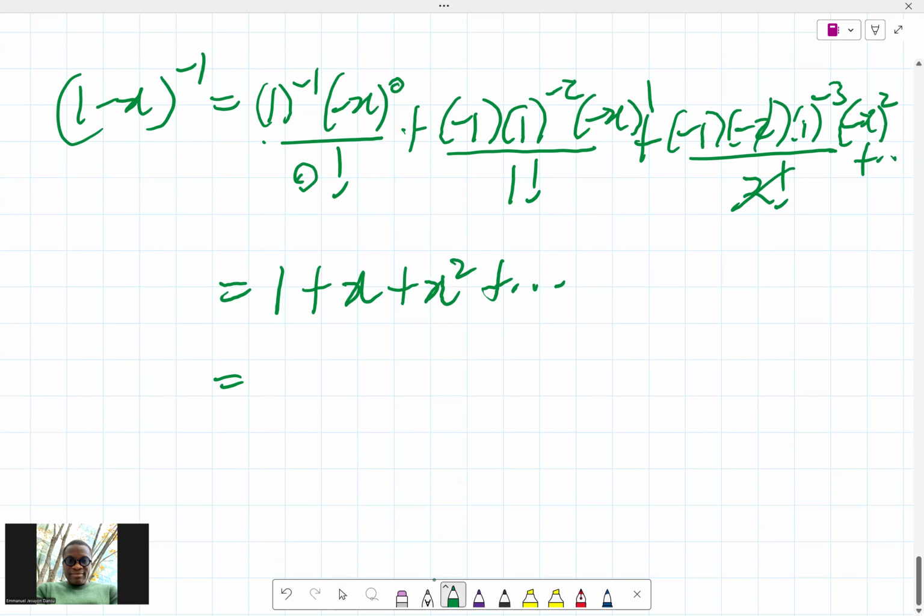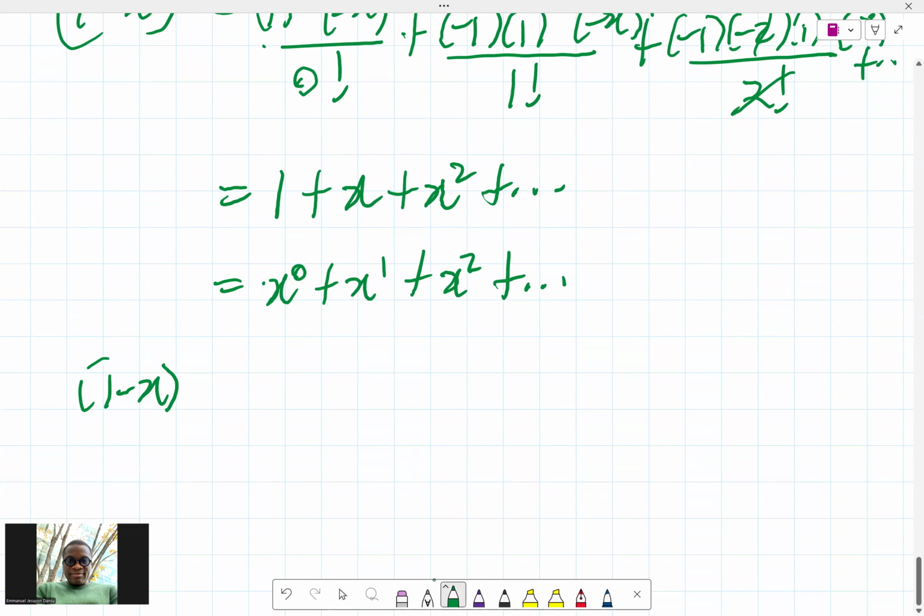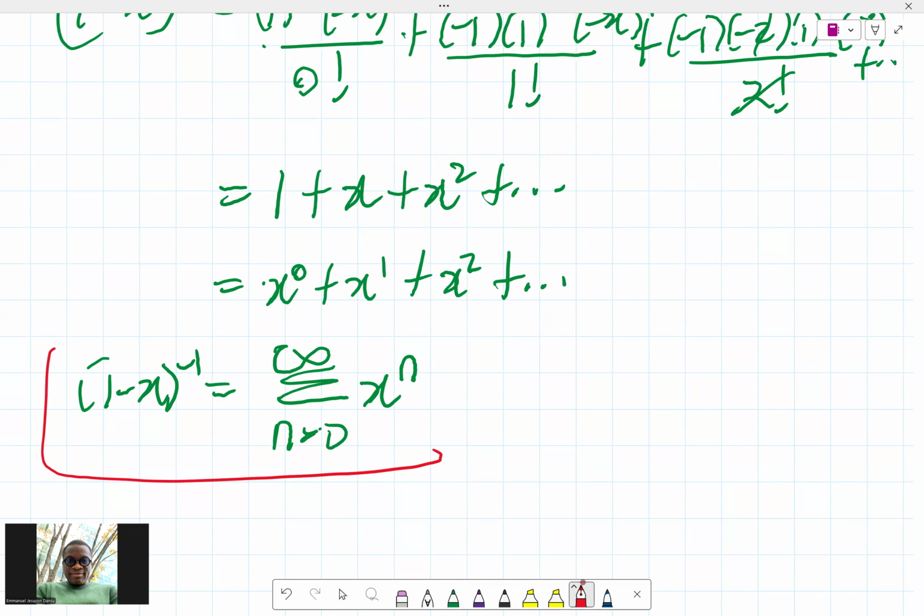So that means that for this now, we simply have x raised power 0 plus x raised power 1 plus x raised power 2, and so on and so forth. So it simply means that 1 minus x raised power minus 1 is equal to summation from n equals 0 to infinity of x raised power n. So that's that part now. So it's coming out good.